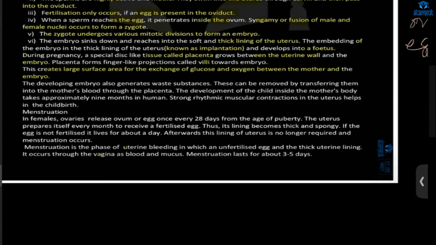Here the exchange of oxygen and the waste material like carbon dioxide will happen. So the oxygen from the mother will go through the placenta to the fetus, and from there carbon dioxide will be generated. The carbon dioxide from the baby will go through the placenta to the mother.